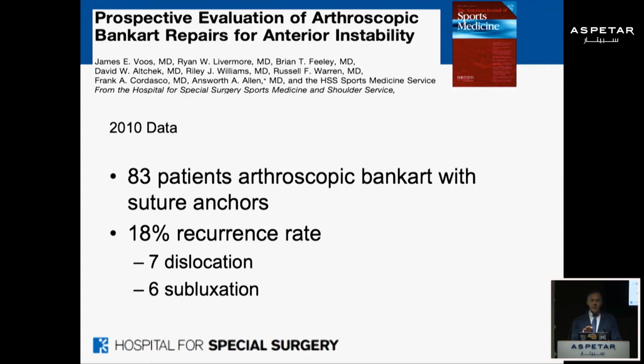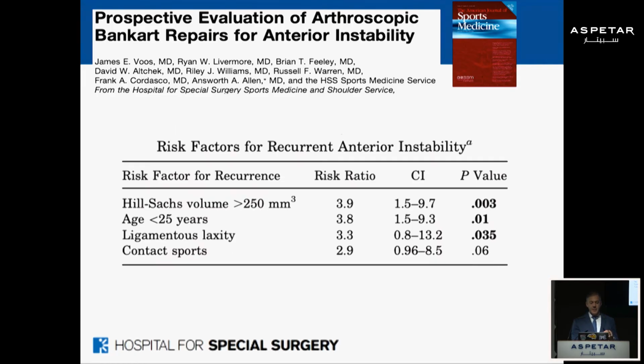And I think the good news about it was that it made us look a little more granularly as to why, and what we can do differently. In this study, we looked at the risk factors for recurrent anterior instability. I mentioned earlier that Hill-Sachs lesion that for years we just thought of as an incidental finding. This was one of the first studies to show that a larger Hill-Sachs lesion clearly predisposed a patient to a recurrent risk for instability. Younger patients, under the age of 25, had a higher risk of recurrent instability. Also underlying ligamentous laxity and contact sports.